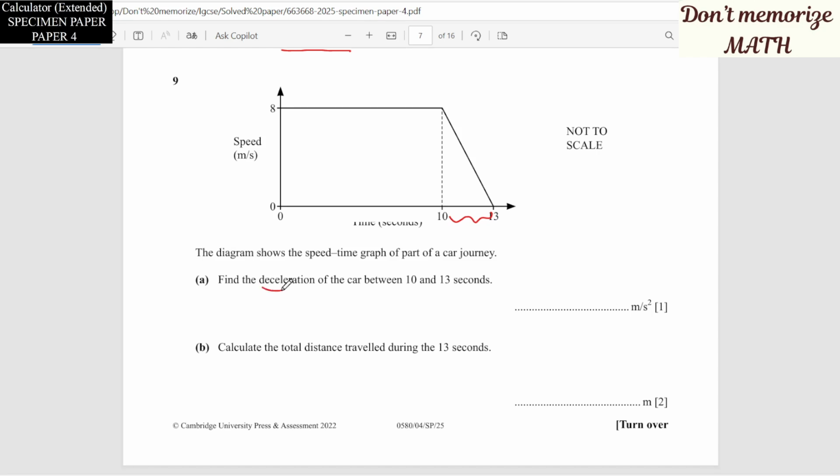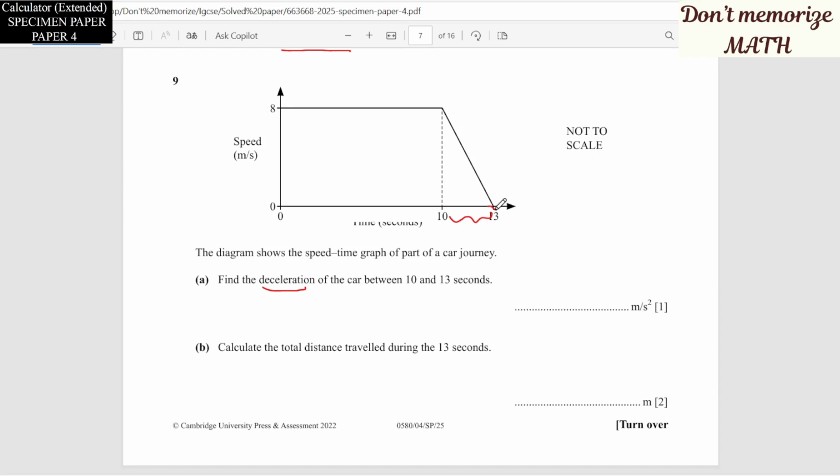So what do you mean by deceleration? Deceleration is the same as acceleration but with a decrease in the speed. So deceleration is also the change in speed over time. We can say it is the change in speed over change in time.